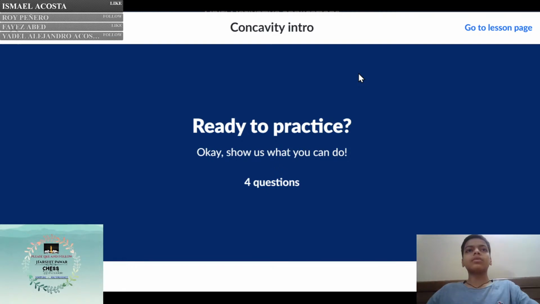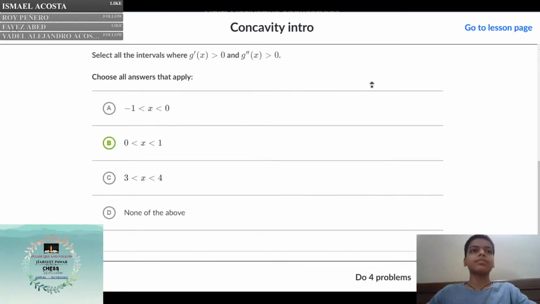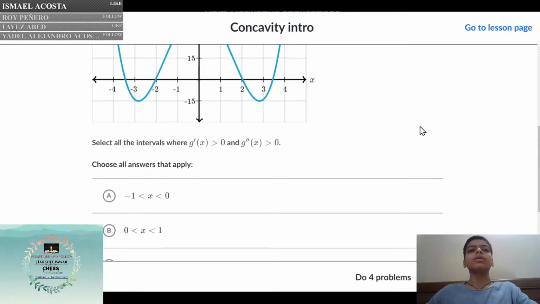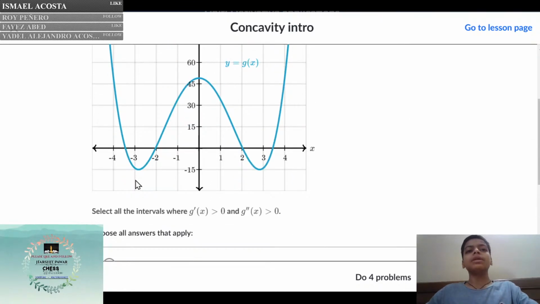Okay, so hello everyone. Today I'm going to make a video on concavity in differential calculus. So let's start. Function g is graphed. Select all the intervals where g prime of x is greater than 0 and g prime prime of x is greater than 0. That means both are increasing.